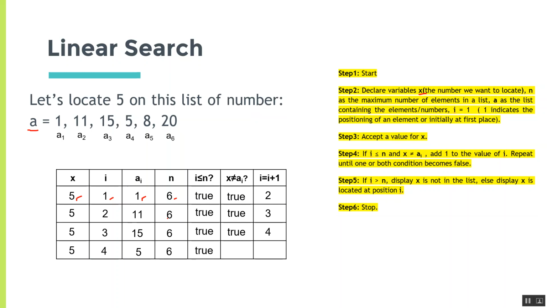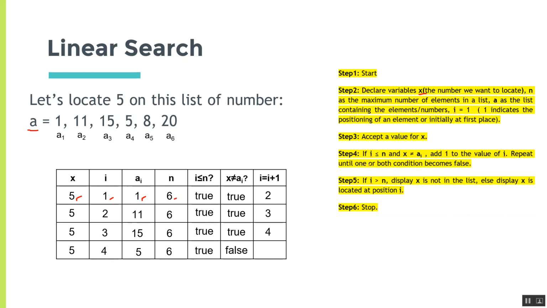So a sub i is equal to 4. So a sub 4 is equal to 5. Is 5 not equal to 5? Okay, so this is false. Once one or both conditions become false, we will terminate step 4. I mean to say we will stop step 4.